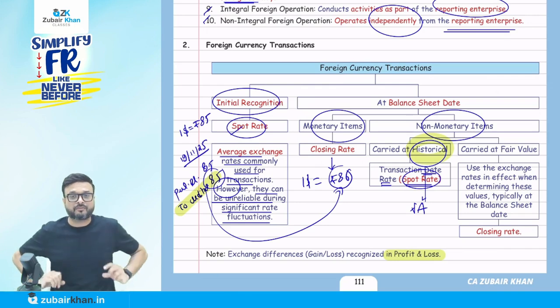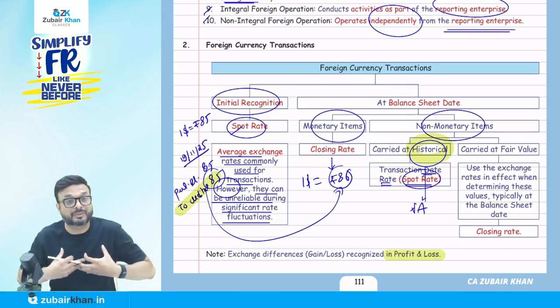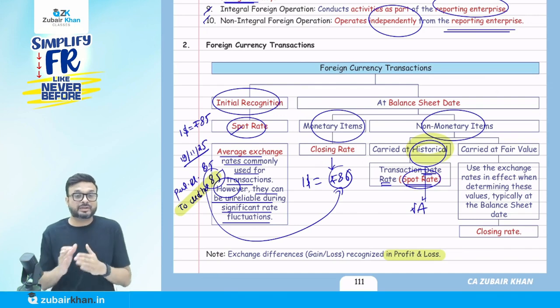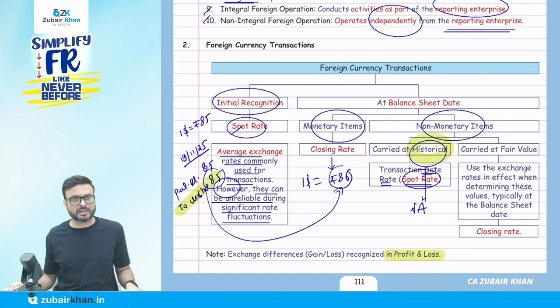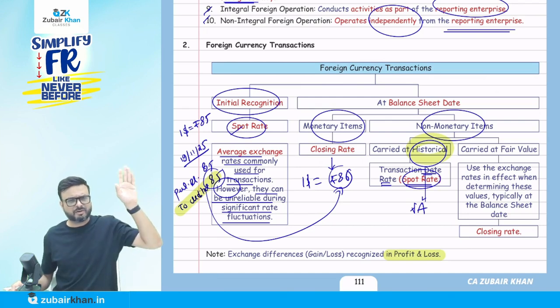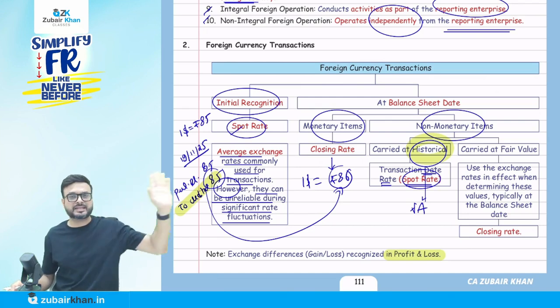So what is going to happen if my asset is at cost only? We are not changing the value. It is at cost only. So they say it is recorded at the spot rate only. Whatever rate was there at the time of purchase, keep it at the same rate. No change in that.